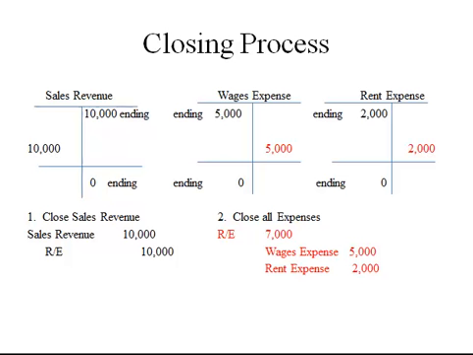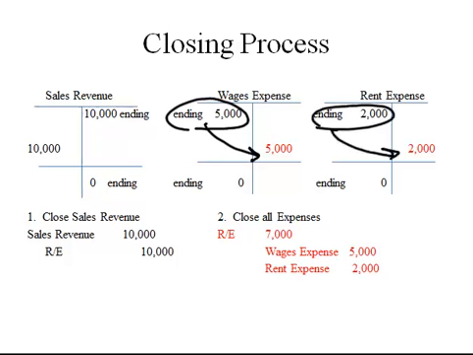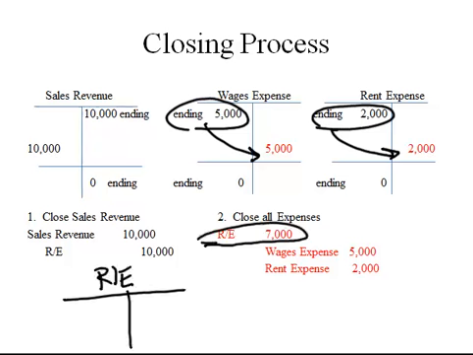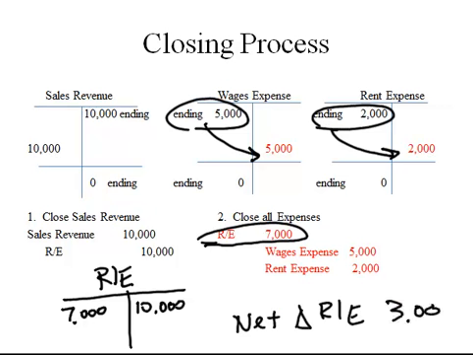We next close out the expense accounts. We take their ending balances and record credits. Notice that the credits are offset by a debit to retained earnings. We have effectively moved our revenues to a credit balance in retained earnings and our expenses a debit. Notice that the net change in retained earnings is a $3,000 credit.